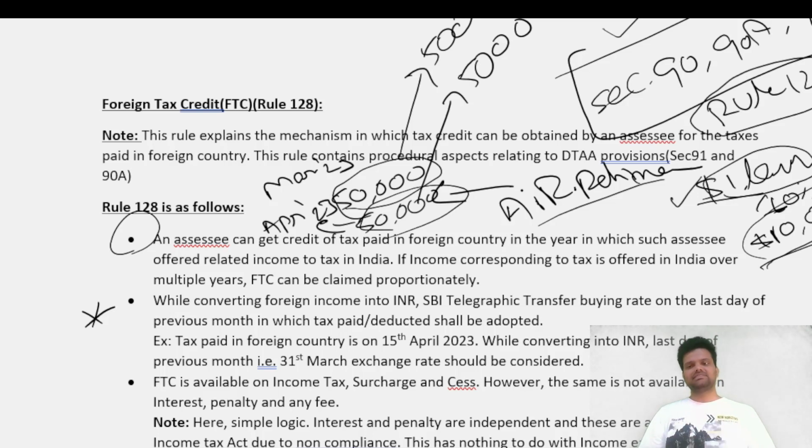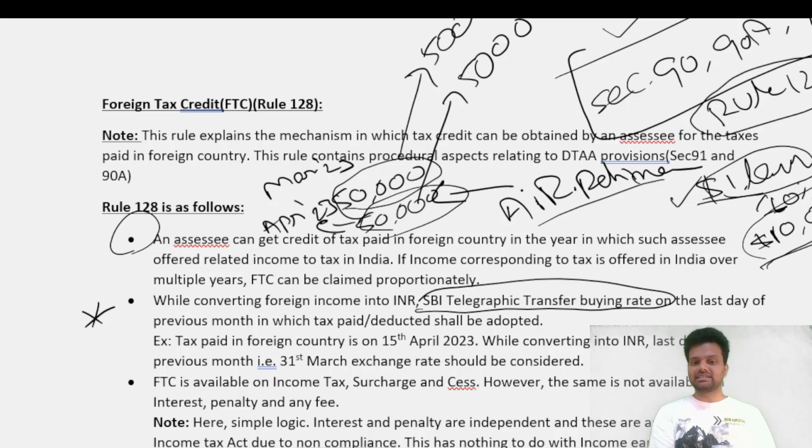What this law says is you can take the SBI TT buying rate as an authentic source for the exchange rate. SBI telegraphic transfer buying rate, SBI only, not any other bank, only the government bank SBI is the authentic one. So the SBI telegraphic transfer buying rate is what you need to use. In the examination, they will give you this information. What is the SBI TT buying rate? They will give you that information. You need not worry about it.